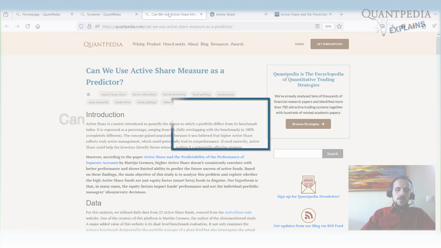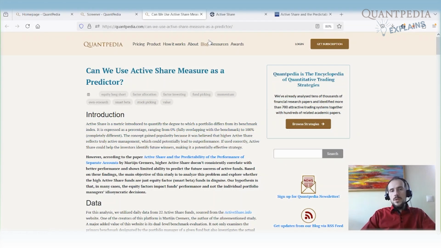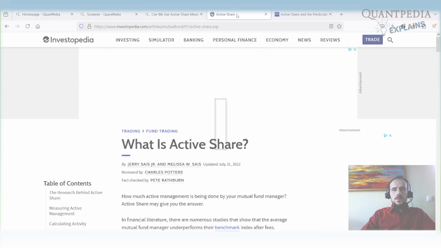One of the measures that's very popular in this space is the active share. So what is the active share measure and can we use it as a predictor? This is the question that we asked ourselves and we wrote an article about it. So the first question is, what is the active share?